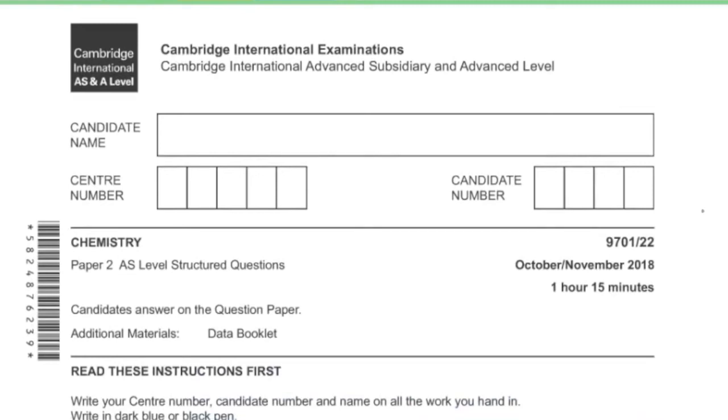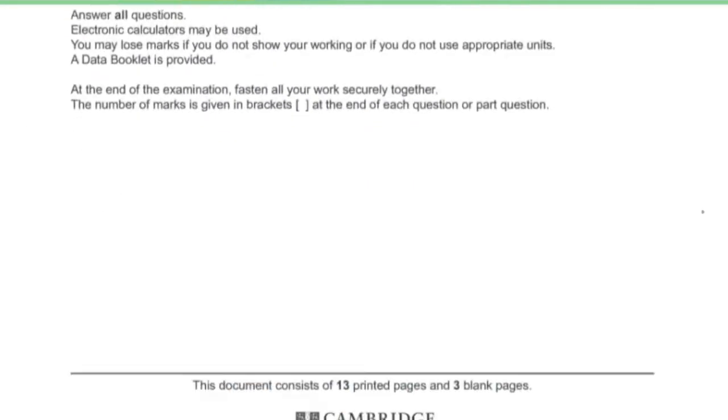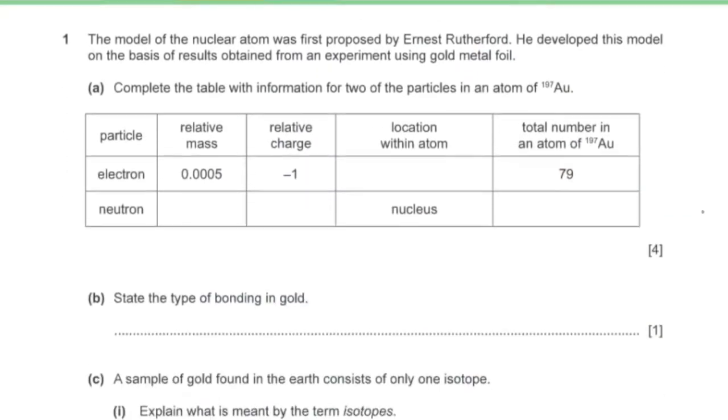Today I'll be solving Chemistry Paper 2 AS Level Structured Questions 9701, Paper 2 variant 2, October-November 2018. Question number 1. The model of the nuclear atom was first proposed by Ernest Rutherford. He developed this model on the basis of results obtained from an experiment using gold metal foil. Complete the table with information for 2 of the particles in an atom of gold 197.